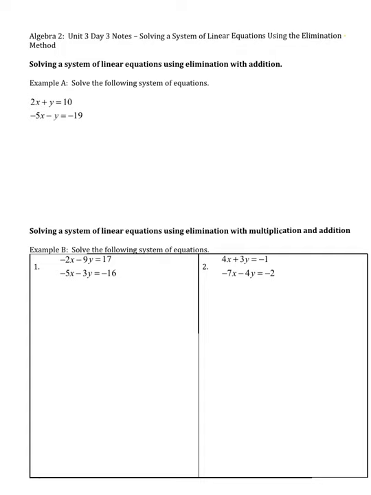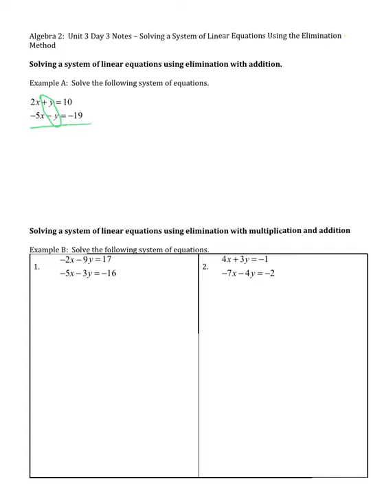Now what this means is you're going to add the two equations and get rid of one variable. Let's take a look at this. You've got 2x plus y equals 10 and negative 5x minus y equals negative 19. Now when you're going to eliminate, you're looking for variables that have the same coefficient. Doesn't matter what it is. You want it the same though, with opposite signs. So when you add them, you will zero them out. They will go away.